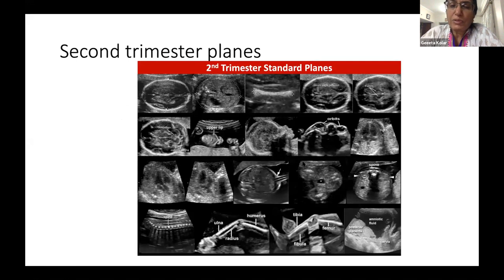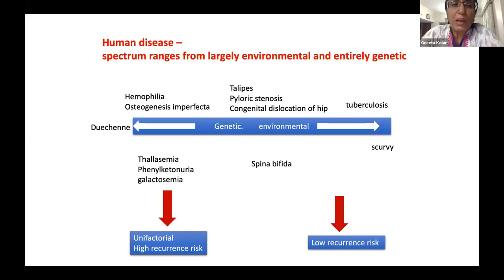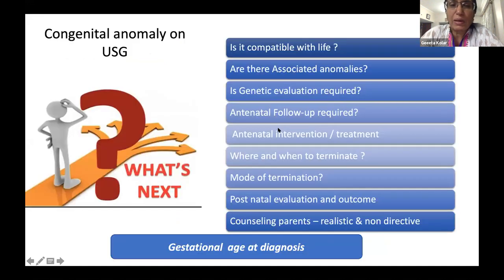Again, these are the 20 standard planes we need to use, and each plane is important to detect certain abnormalities. And we know these abnormalities may not be just syndromic, or it may be because of any of these. It could be genetic or environmental. So whenever you find an abnormality on ultrasound, I'm sure the parents come back to the neonatologist or the fetal medicine specialist. And the question that they ask is, is this abnormality compatible with life? And then carefully, my answer is simple, no.